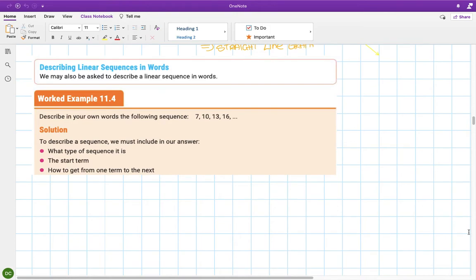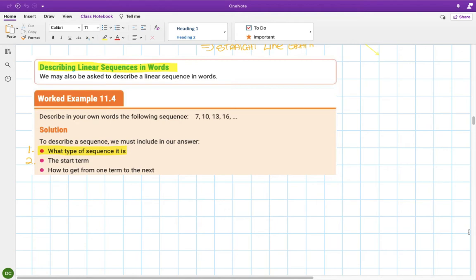This is just something I want to draw your attention to. It's not hard or anything. It's just describing in words. Sometimes they ask you to describe a sequence in words. So I put the solution here because I want you to know what needs to be included. There are three things. First thing, what type of sequence is it? I've so far only shown you one type of sequence, but you will learn more.